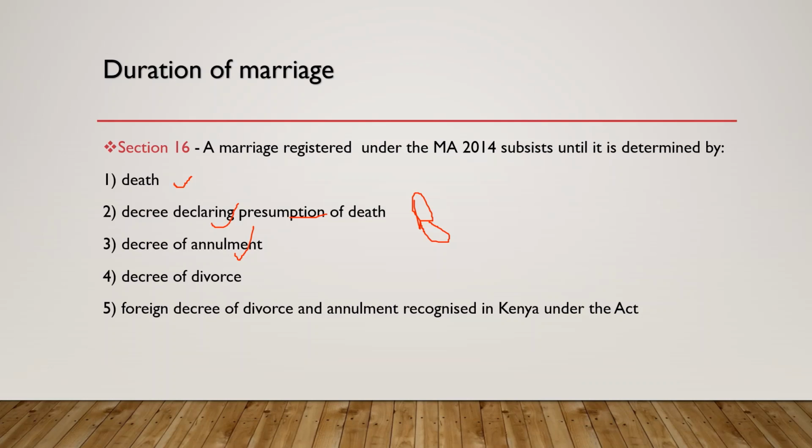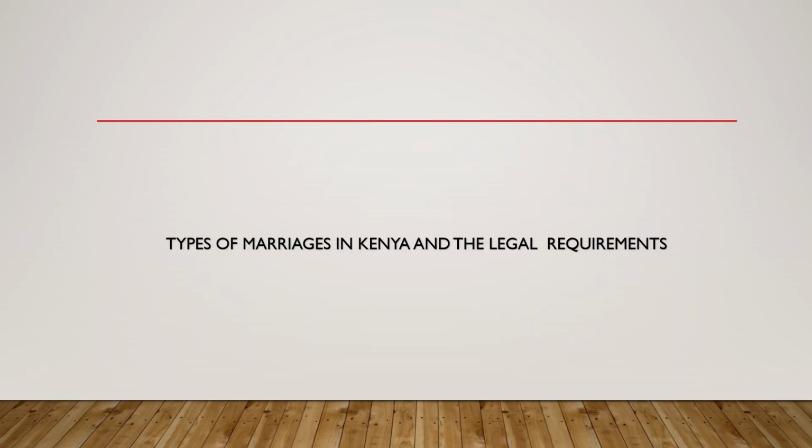Now, the other way in which a marriage can come to an end is through divorce, and of course you can already see also there can be a foreign decree of divorce and annulment, so long as it's recognized in Kenya under the Act. So these are situations under which a marriage may come to an end according to the Marriage Act of Kenya 2014. In our next video, we are going to be looking at the different types of marriages in Kenya and the specific legal requirements that must be fulfilled for those marriages to be valid according to the Marriage Act of Kenya 2014.